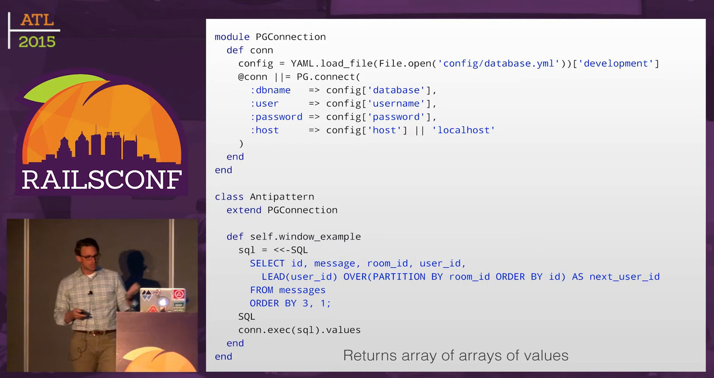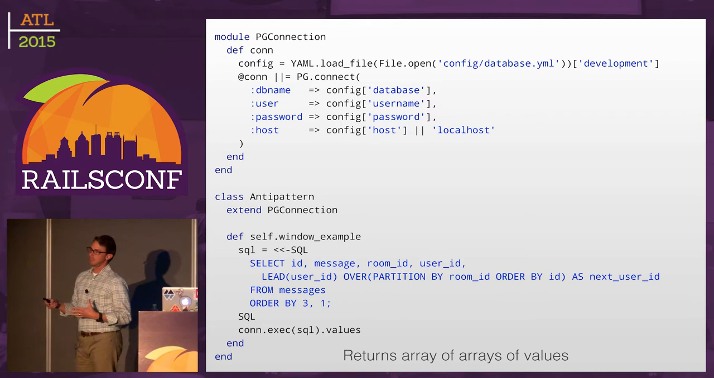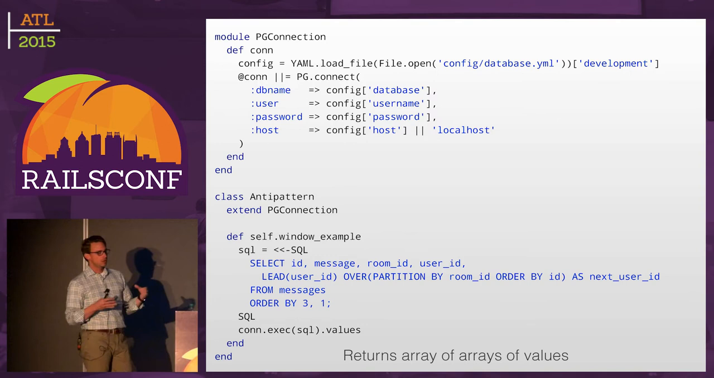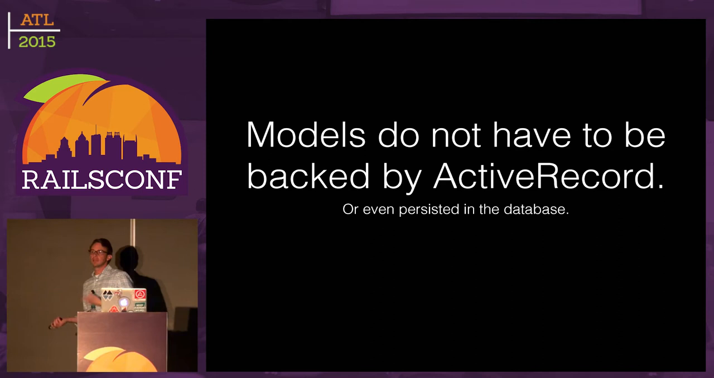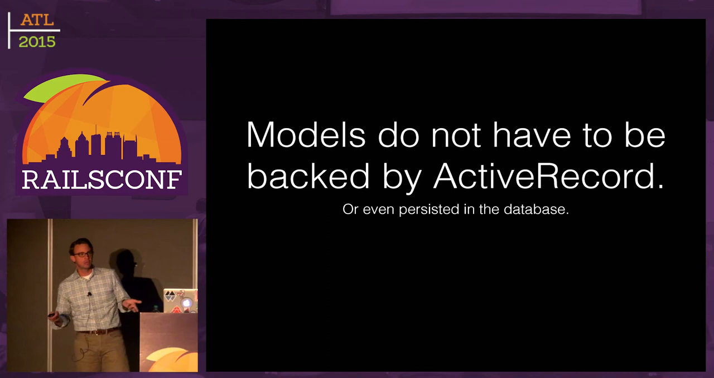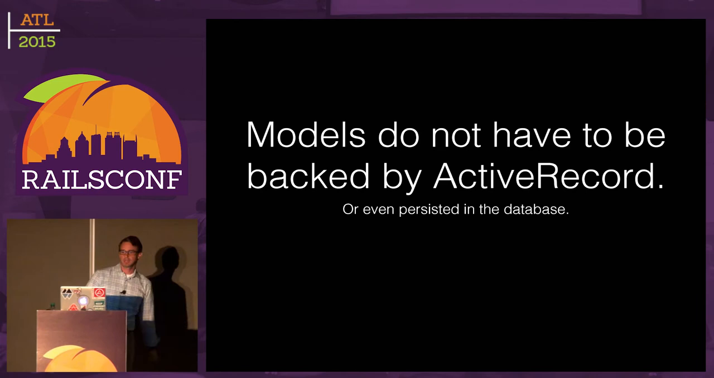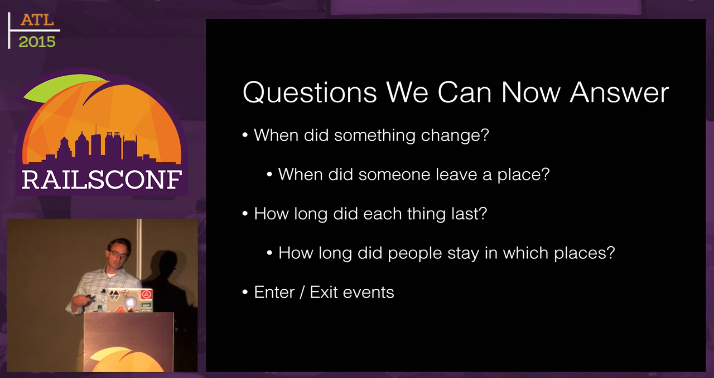So whereas with the ActiveRecord, you got an array of message objects, just directly with the PG gem, you just get an array of field values. So you get an array of arrays with the data. As a reminder, models don't have to be backed by ActiveRecord. You don't have to inherit from ActiveRecord. You don't even have to persist the data in the database. We can just put business logic in a class and call it a model. That's totally cromulent.